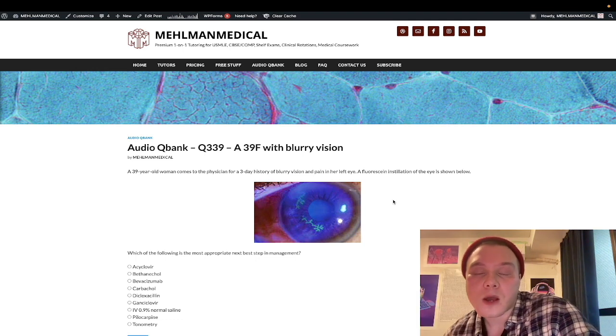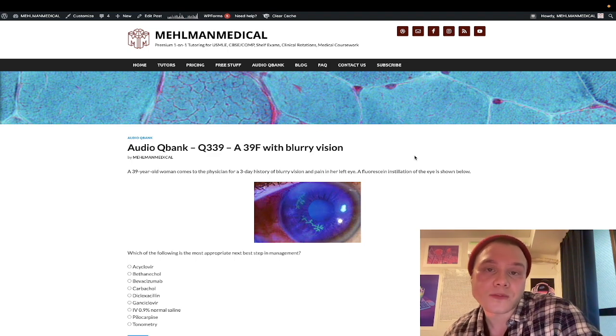Now, hopping into the question here, 39-year-old woman. She has a 3-day history of blurry vision and pain in her left eye. A fluorescein instillation of the eye is shown below. Fluorescein is an orange dye that when applied topically to the eye and viewed under a UV/violet light, normal areas will appear blue. Areas that are structurally/topologically disturbed will appear green, okay? Abnormal areas are green. So here you see what appears to be a dendritic structure, okay? Very high yield spot diagnosis here.